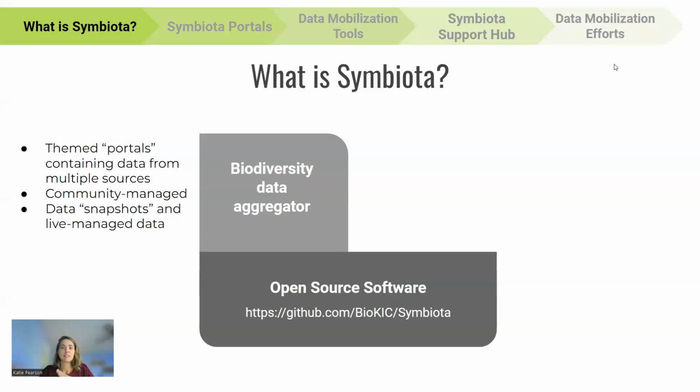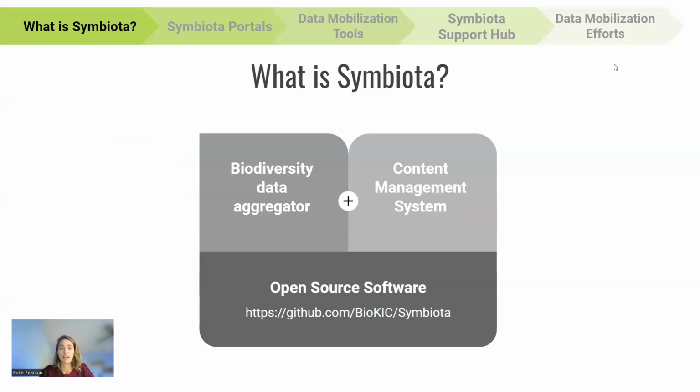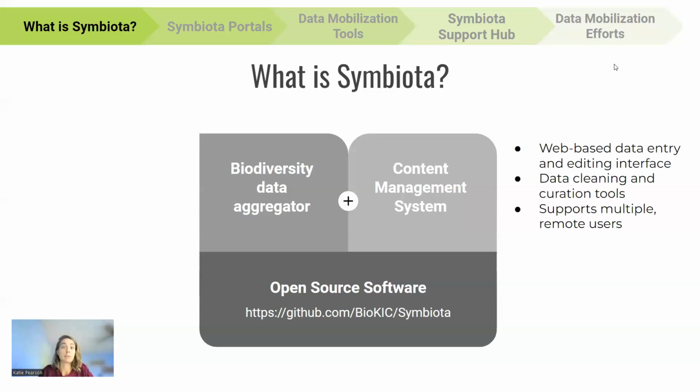And data can come as snapshots, so copies from other locations, from other content management systems, or they can be live managed in the portal. And that leads into the second part of the Symbiota system, which is its content management system. So it can be used as a biodiversity data aggregator, but in conjunction, it can also be used as a content management system for collections that want to do that. It has a web-based data entry and editing interface, data cleaning and curation tools, lots of new things being developed, especially as part of digitization efforts. And it supports multiple remote users for many collections at once.